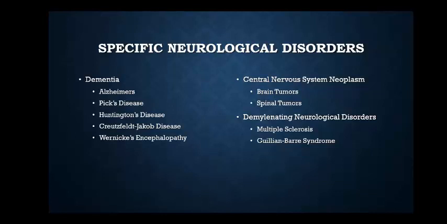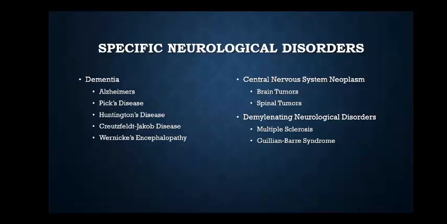Pick's disease, another form of dementia. Huntington's disease is actually caused by a genetic defect, chromosome 4. With Huntington's disease, you're not going to see as much of the cognitive decline, but you're going to see more of the Parkinsonian type. The shaking and things like that.